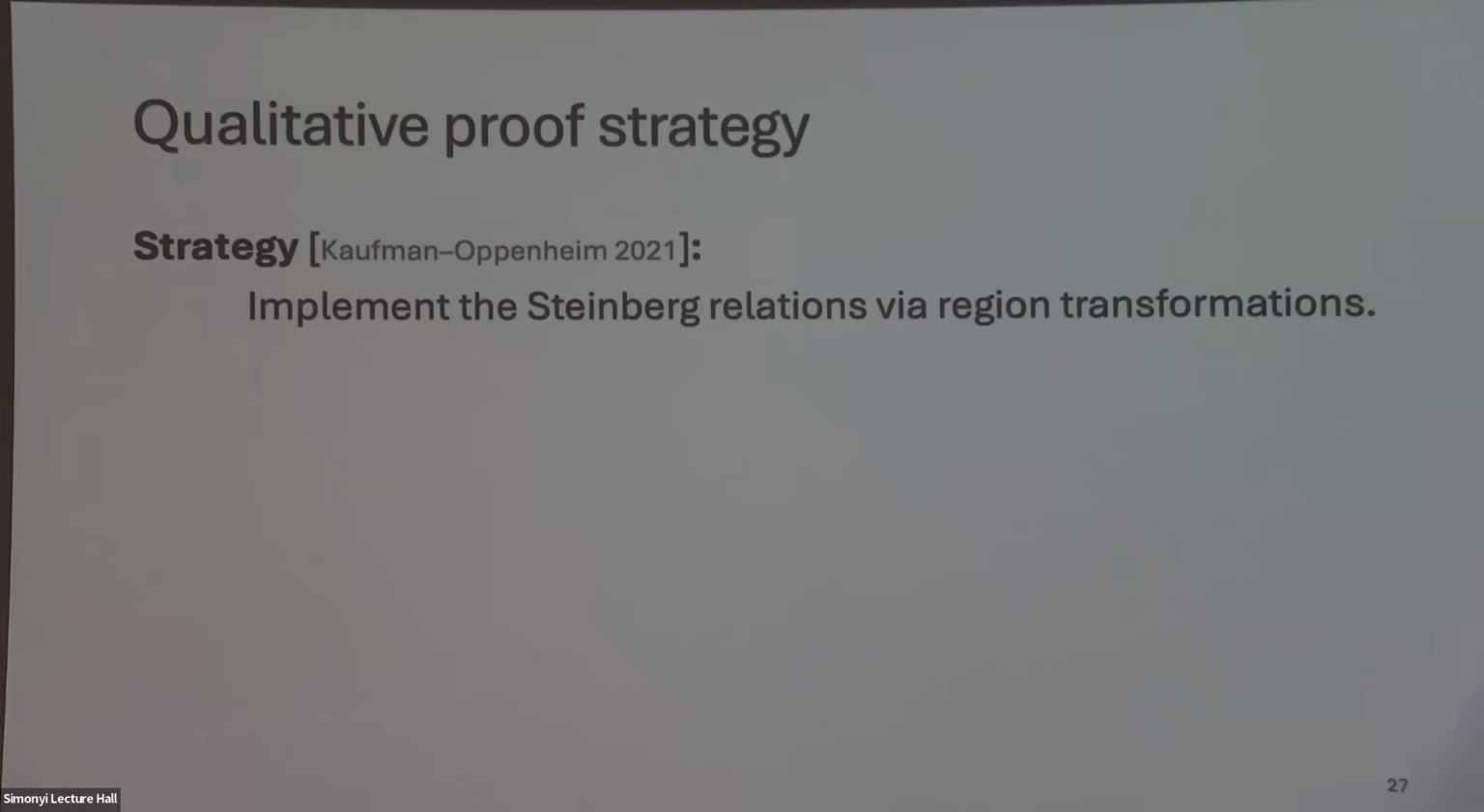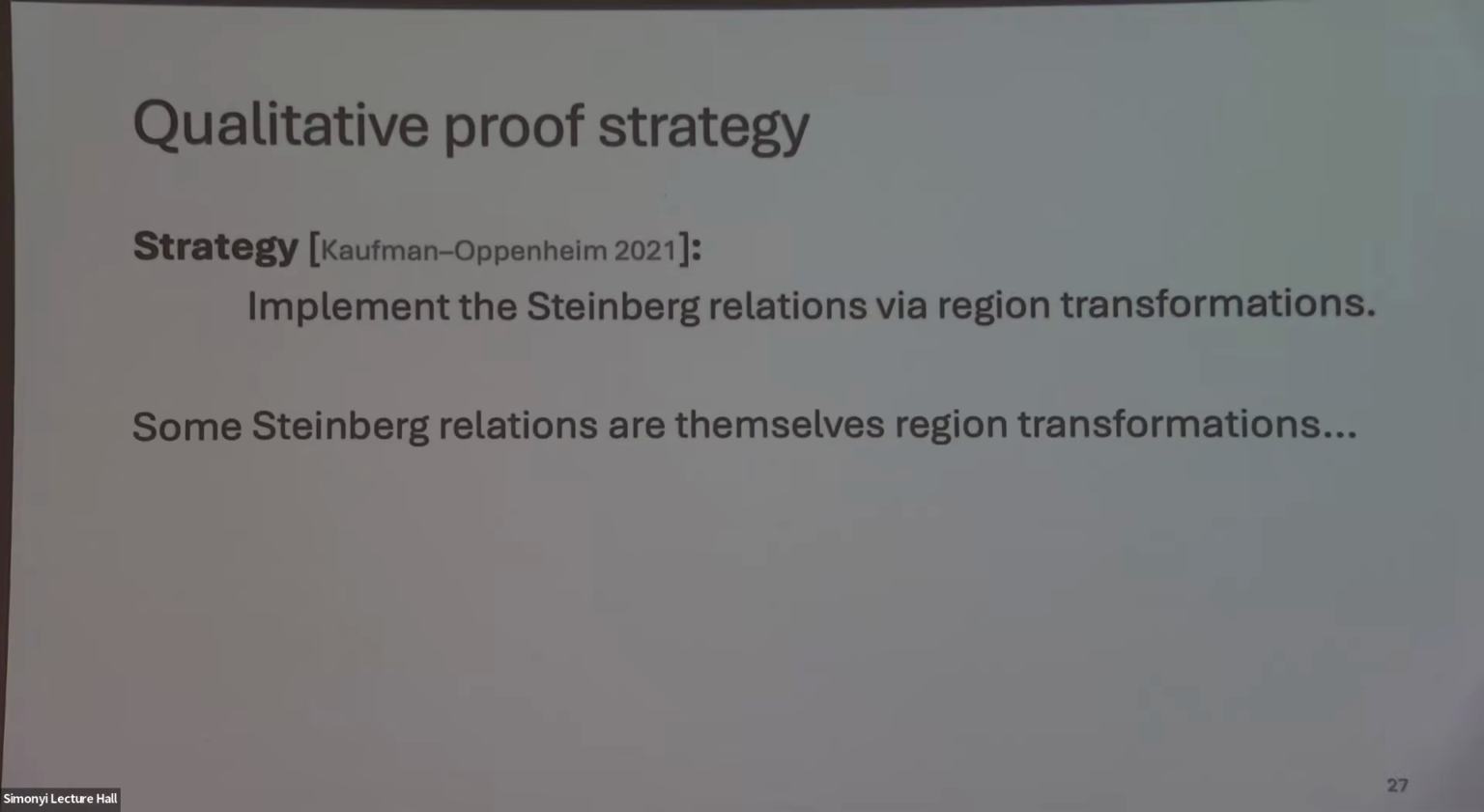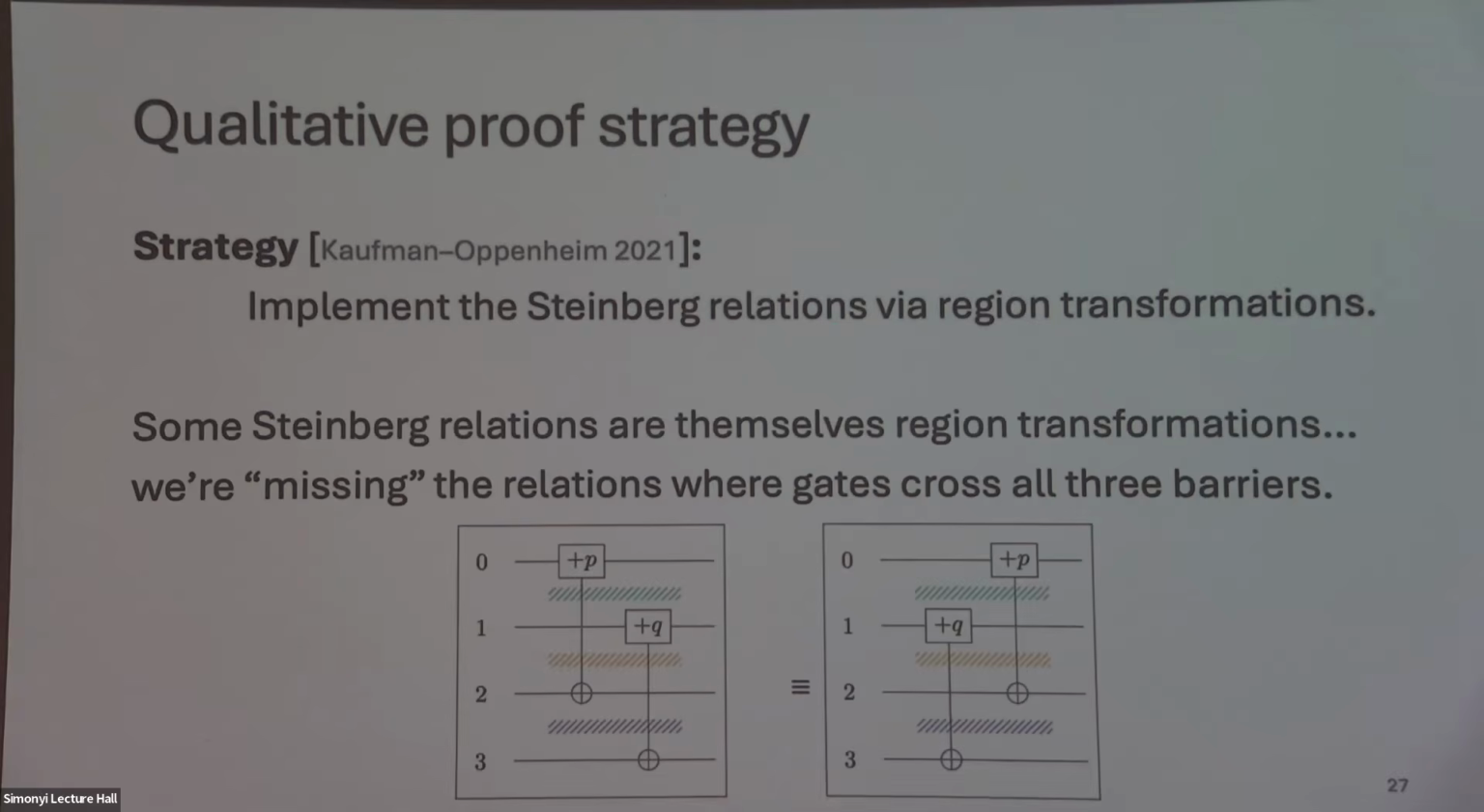So the proof strategy is that you want to implement these pairwise relations, called Steinberg relations, in this barrier region transformation model. Some relations are already transformations that are allowed in this model, but we're missing some relations where the gates in the relation cross all three barriers. For instance, this is a relation in the n=3 case, and this P gate crosses the first two barriers, and this Q gate crosses the second two. Sorry, the equality sign showed up in the wrong place, but you need to do something non-trivial to implement this as a series of transformations. But I already showed how to do that earlier in the talk, so this is not hopeless.